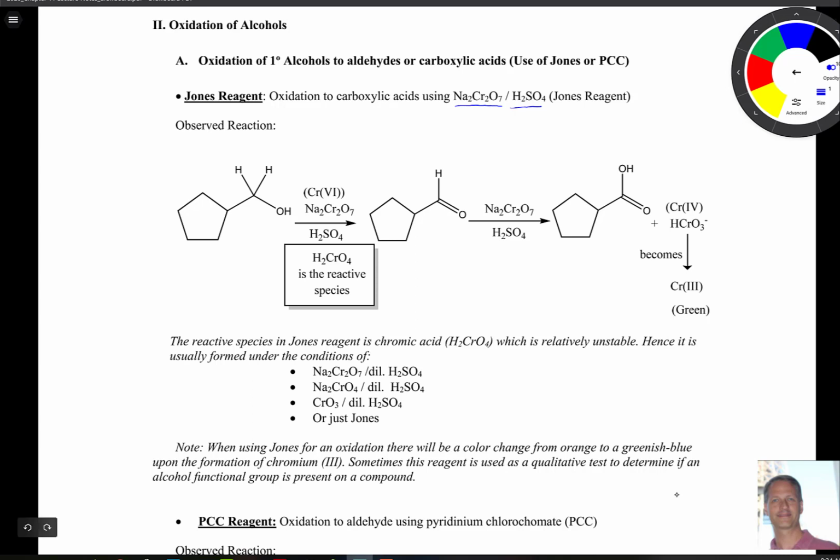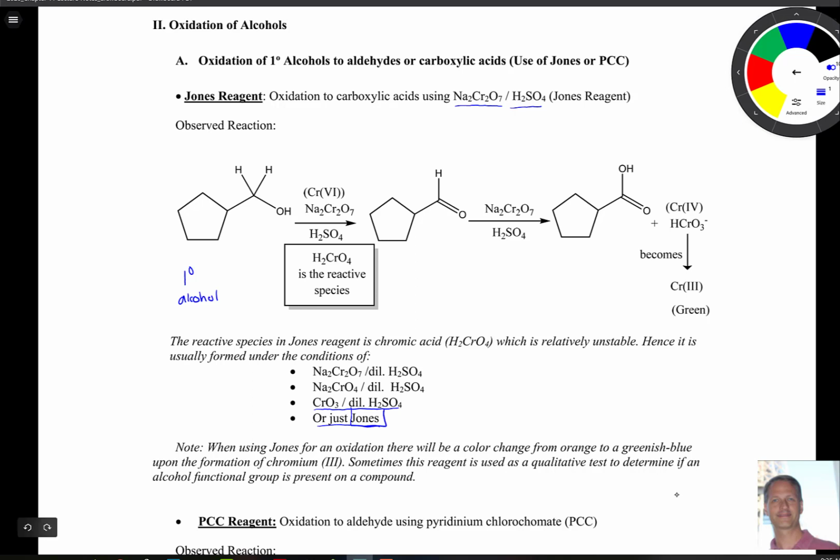If you look down below, let's follow this reaction. Down here we have a primary alcohol, and the way that we're going to see the reagent often is Na2Cr2O7, H2SO4. We'll see down below that there's other versions of this. So here's Na2CrO4, chromium trioxide, dilute acid, or just Jones by itself. Students tend to like just to write Jones because there's less chemicals involved.